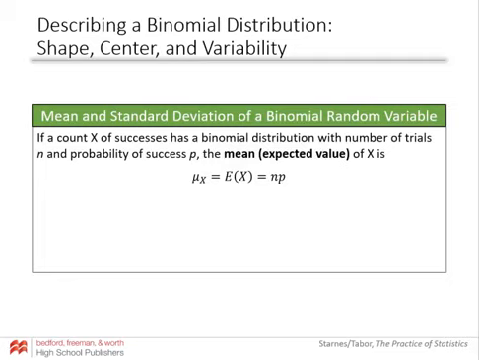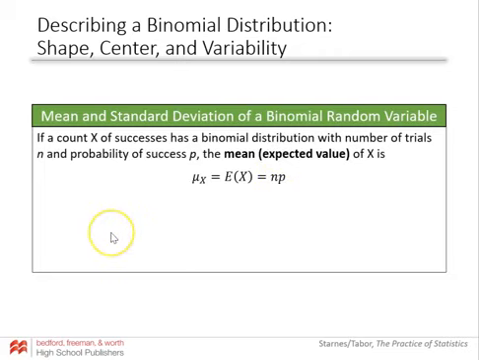Okay, so we looked at binomial probabilities and binomial settings. A couple other things that we need to talk about with binomial random variables. The first is finding the mean or expected value. So this is n times p. So n is the number of trials we're doing, and p is the probability of success.